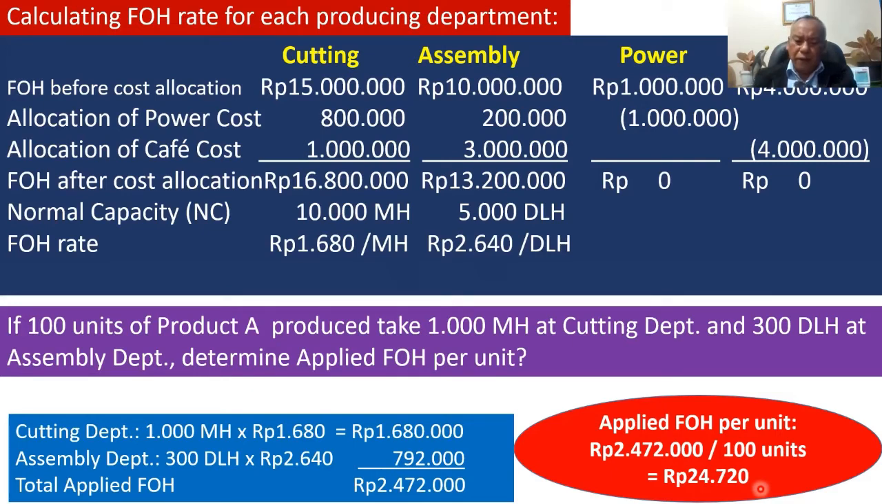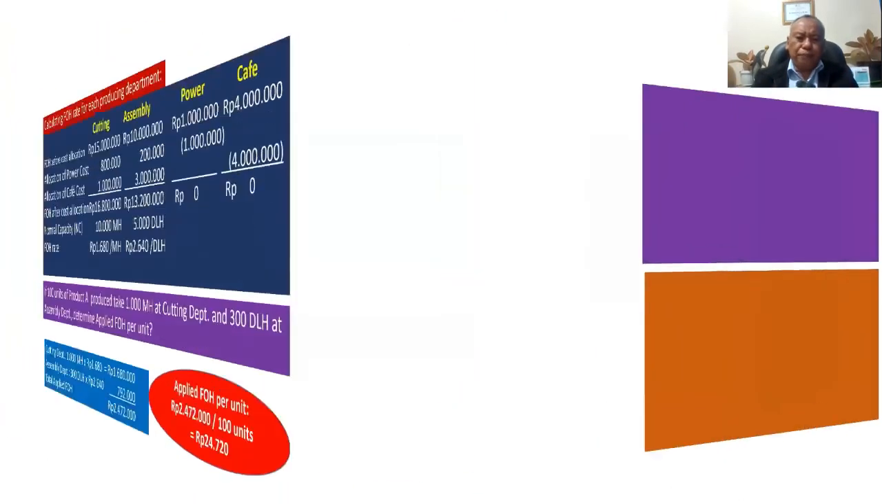So the applied factory overhead cost per unit is 24,720. This is the way to calculate the factory overhead costs per unit of product, and the allocation of service department costs using direct allocation method. Next, if you are using the second method, we call it non-reciprocal or sequential allocation method.